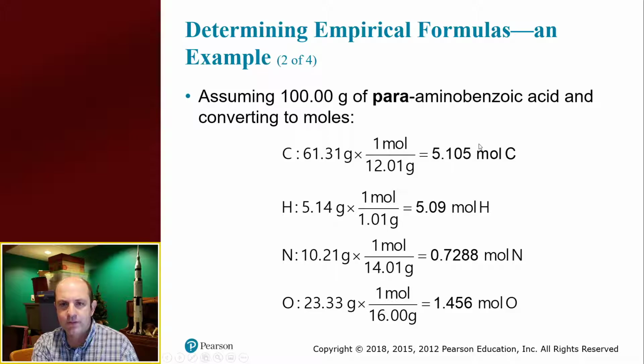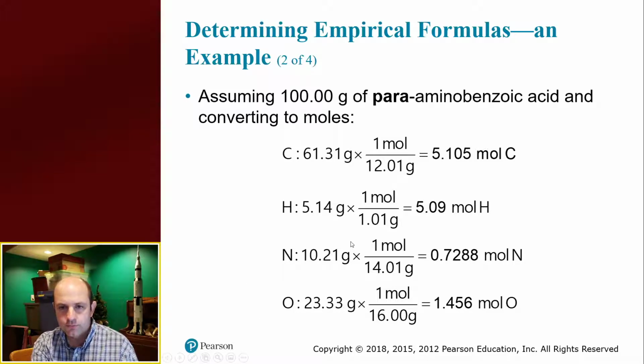The first step was to convert from percentages to grams. They just say, assume 100 grams. Well, then that 61.31% of carbon, we just make 61.31 grams of carbon. And the same thing for all the others. So if you pause the video and go back to the previous slide, it was 5.14%. So now it's 5.14 grams of hydrogen. And same for nitrogen, same for oxygen.